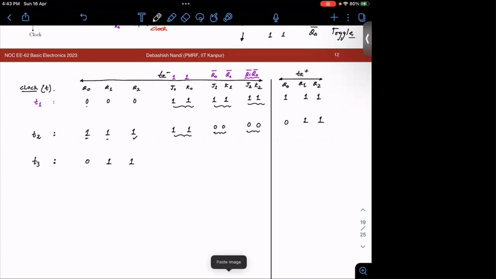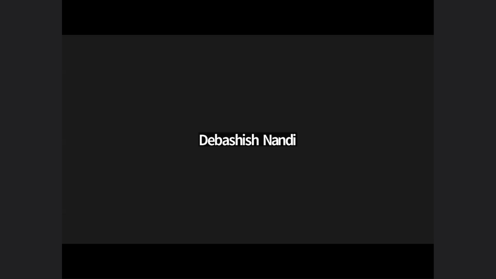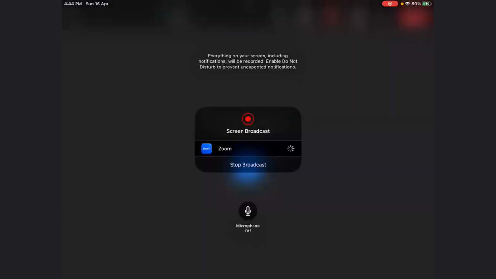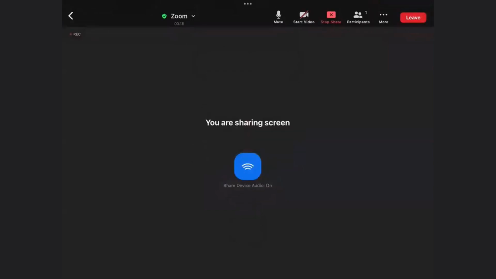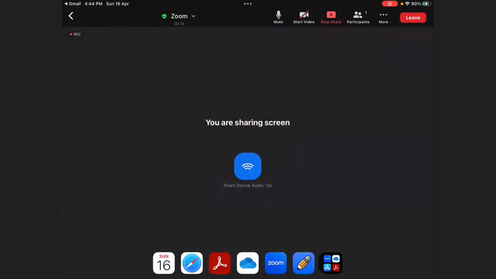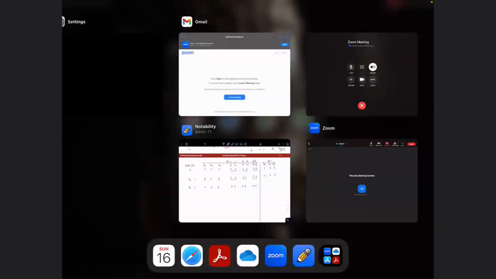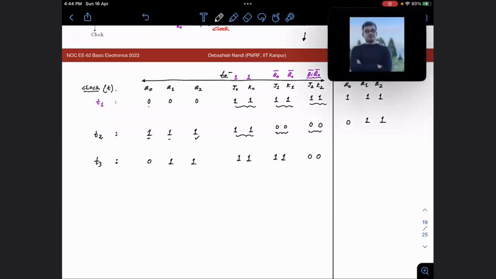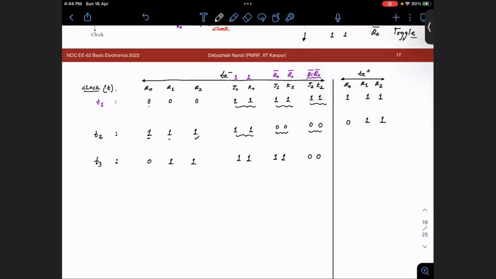This will remain 1, 1. What about? Sorry, I think due to some internet connection, just let me share the screen again. Okay. I think due to some internet connection, we have lost a few minutes.